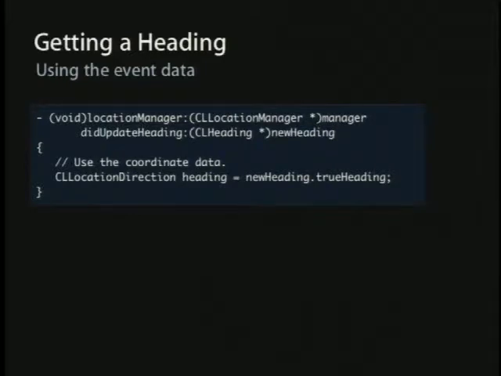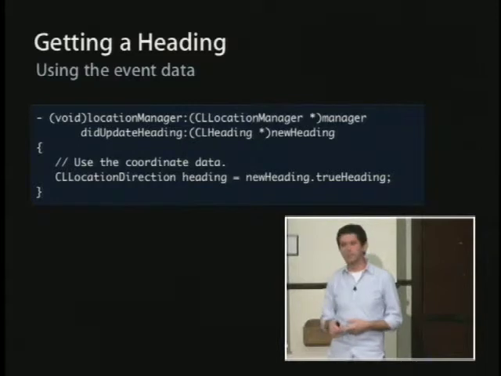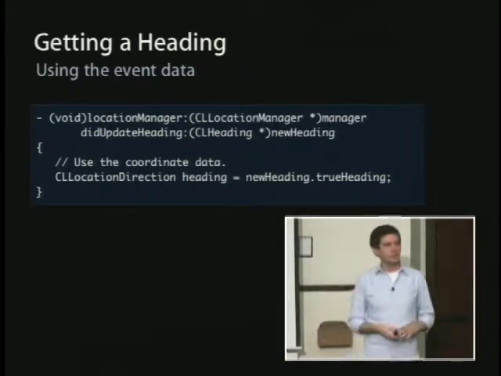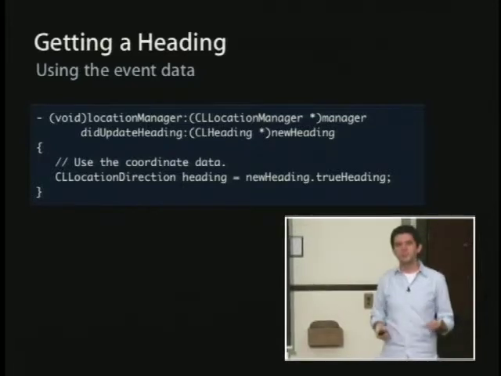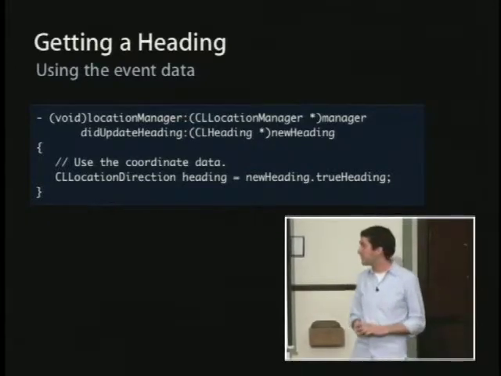There's also heading information available. This is new in iPhone OS 3.0 or 3.1, I forget, and actually only available currently on iPhone 3GS, where there's a magnetometer. But basically, it lets you know what direction the device is pointing. It's basically a magnetic compass. So you can get either true north or magnetic north, depending on which you're interested in for your particular application.